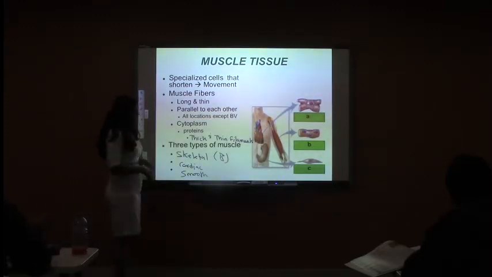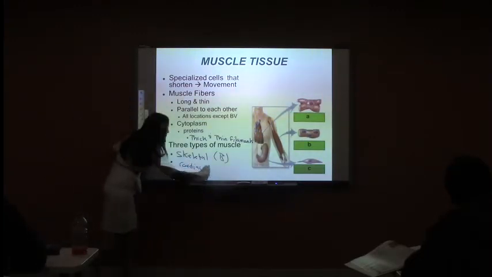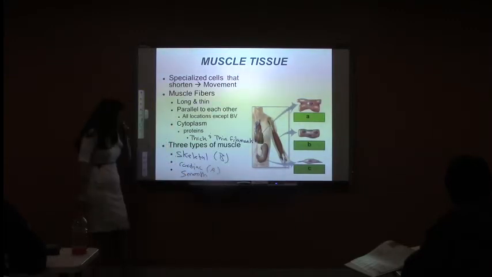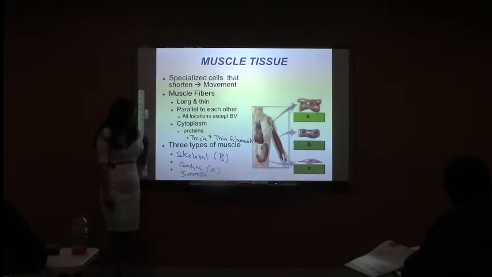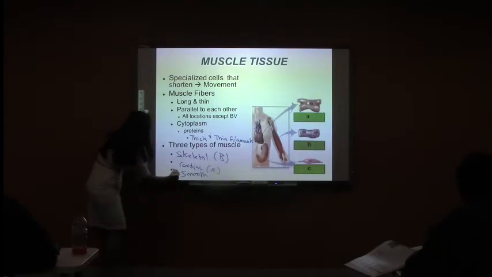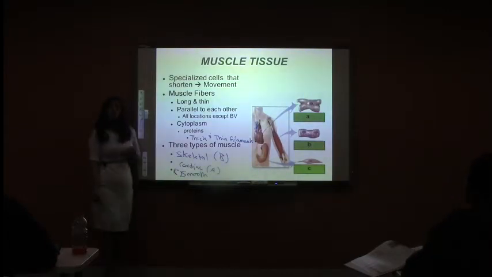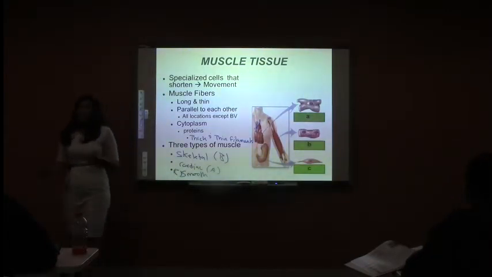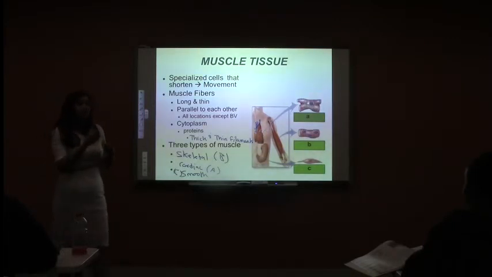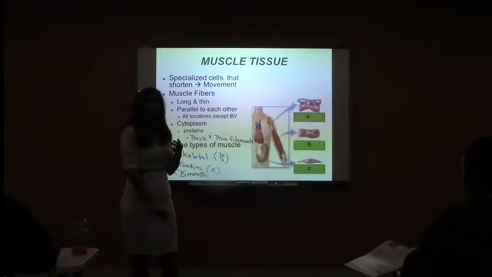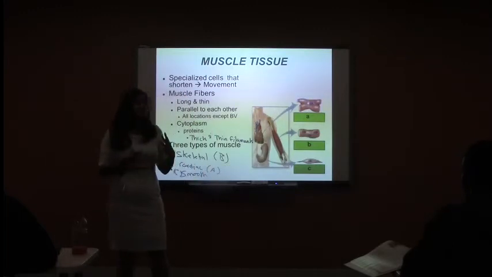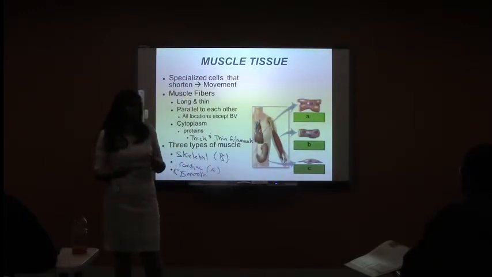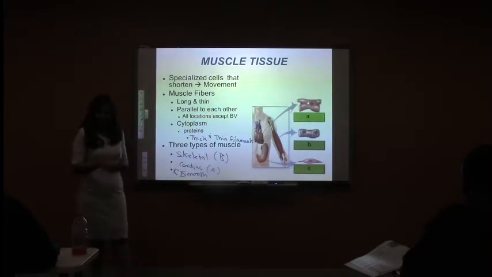Which one is cardiac? It's found in the heart. Cardiac muscle is only found in the heart. And C is smooth muscle. Internal organs, if I'm talking about the liver, if I'm talking about the uterus, if I'm talking about the large intestine, small intestine, all of them, if they contain muscle, it's smooth muscle. Okay? If there's exceptions, I will let you know when we talk about that particular system. Make sense?